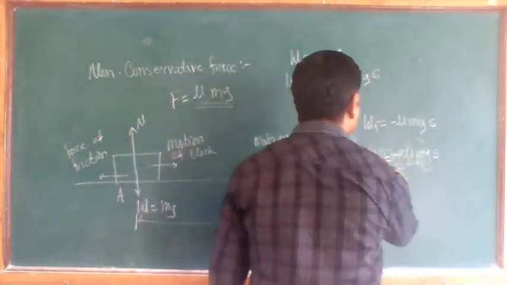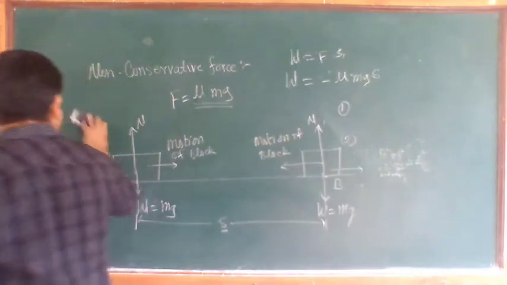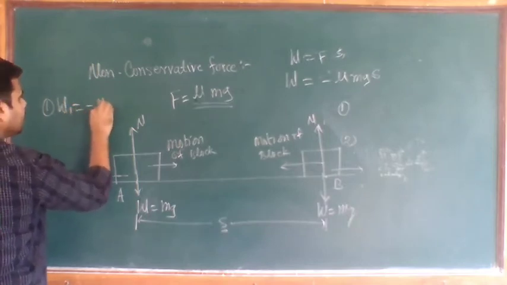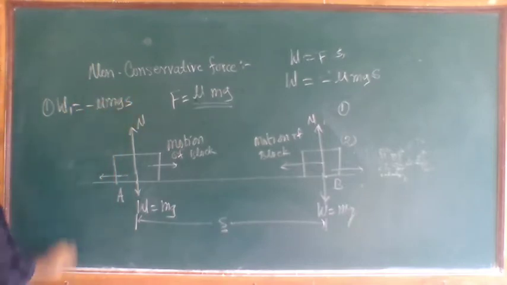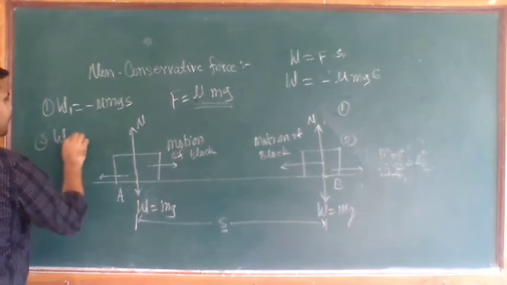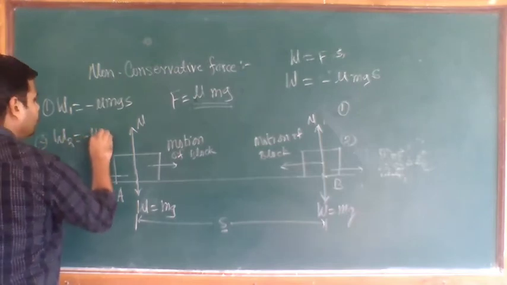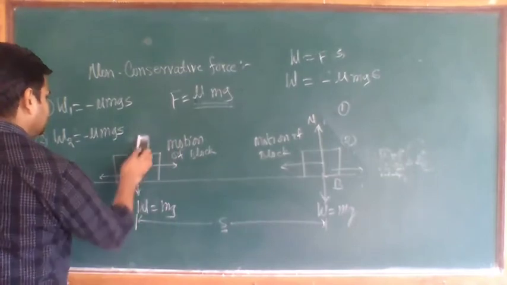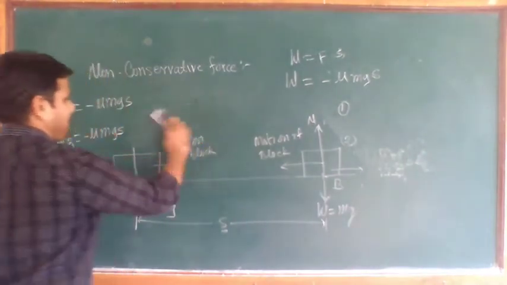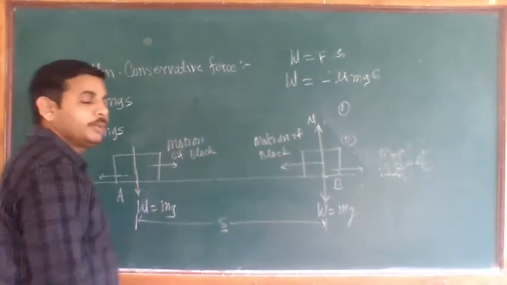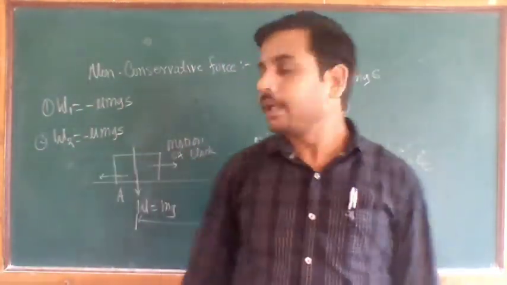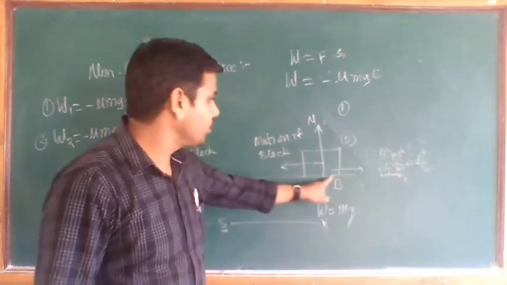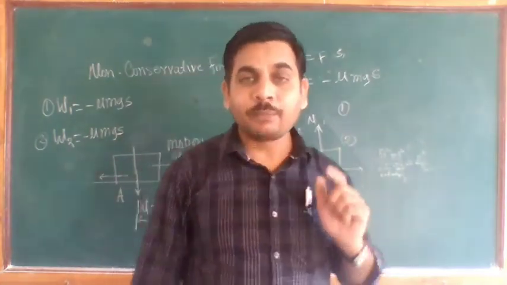I'm writing here. In the first case, W1 is equal to minus mu mg into S. In the second case, W2 is again the same, minus mu mg into S. So in both cases, you get W1 and W2 with a negative sign, just because the force of friction is exerted in the opposite direction.